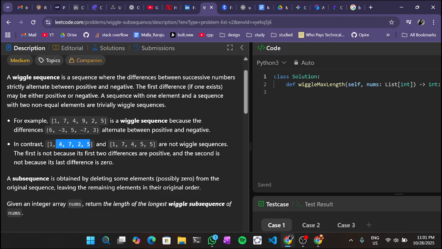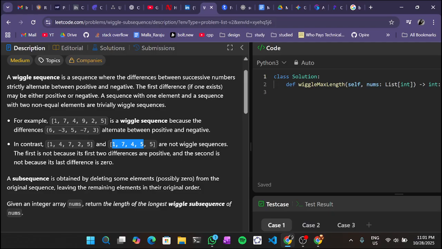And for this, 7 minus 1 is 6. 4 minus 7 is minus 3. It's good until here. And 5 minus 4 is 1. Great. And 5 minus 5 is 0. The first is not because its first two differences are positive, and the second is not because its last difference is 0.